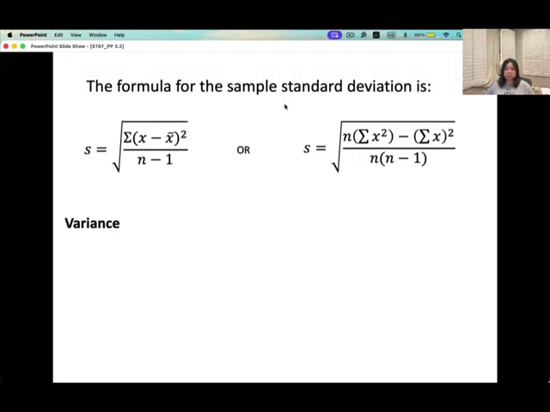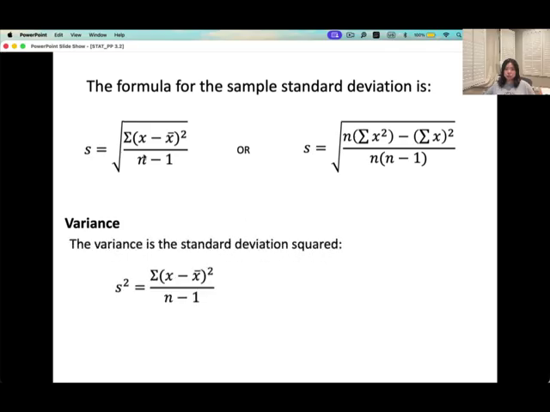And then after the standard deviation, we're gonna talk about the variance. Okay, variance is the standard deviation squared. So the formula will be you taking the square of this, so the square root will go away. And this is called variance. So the unit is also a squared unit.